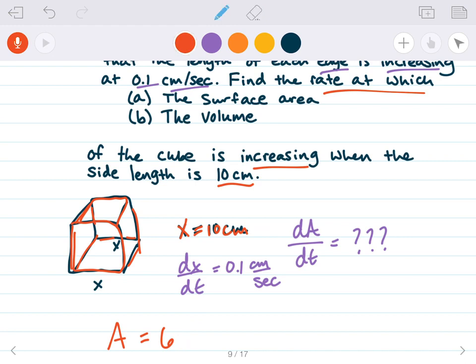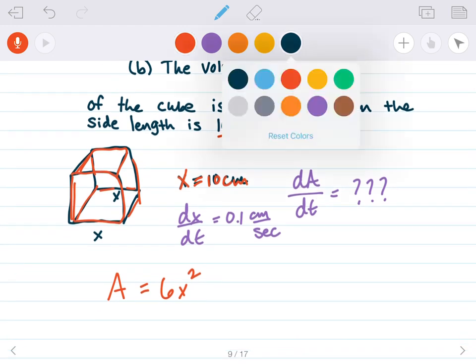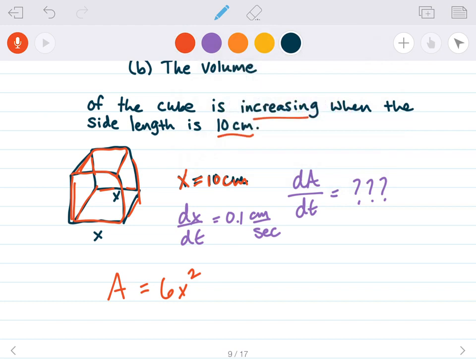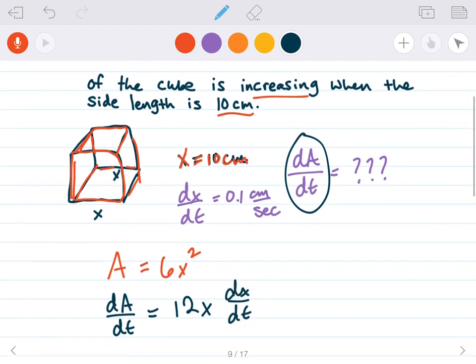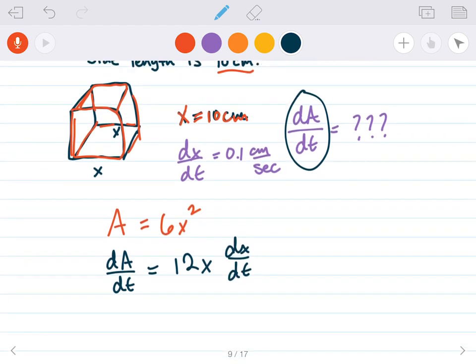Good news. We have area and the sides related, and we have a side, and we have the change in the sides with respect to time. So let's go ahead and do what we do and take the derivative of both sides with respect to time so that we can find dA dt. So dA dt is going to equal, just using the power rule, 12x dx dt. And now I can just plug in my missing information. So I know x is 10, I know dx dt is 0.1.